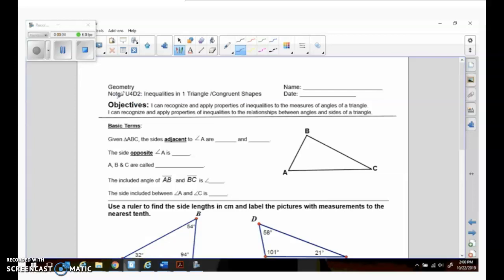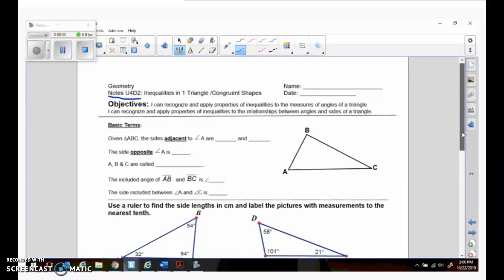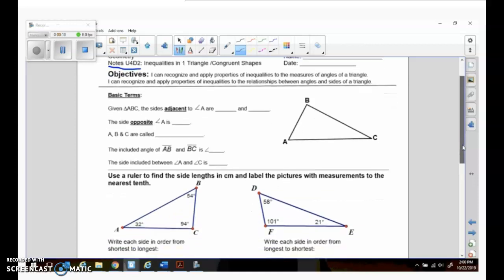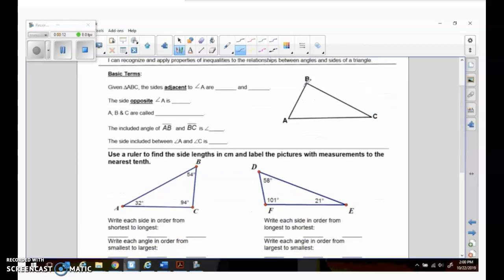Rowan here, and today we are going to be talking about triangles, Unit 4, Day 2, particularly inequalities, and we're going to be looking at the relationships between some sides and some angles. So, first of all, let's check out some of the basics.